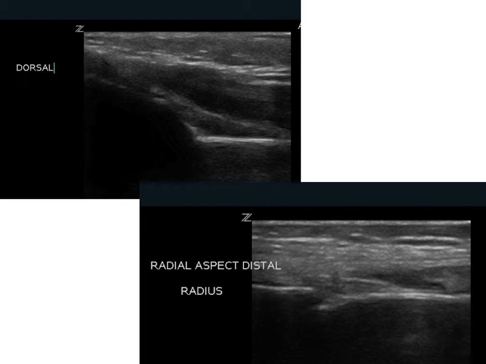How about this distal radius, taken from both dorsal and radial approaches? Here is the fracture seen on the dorsal view, and here is the fracture seen from the radial view. There is a disruption in the smooth, hyperechoic line that is the bony cortex. Now, knowing we've only reviewed two fractures and two normal studies, let's try to put our skills to the test.